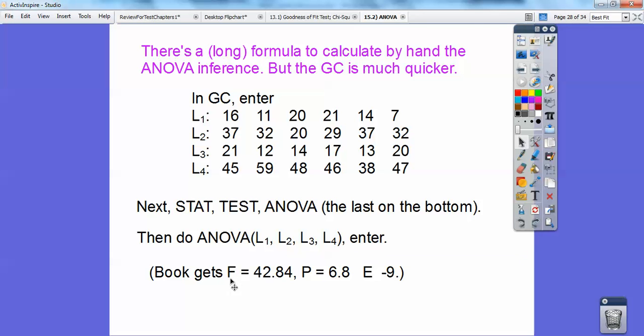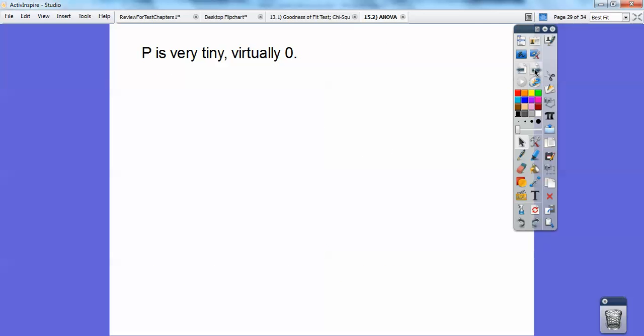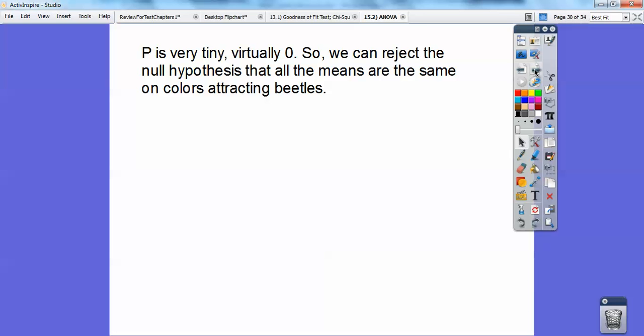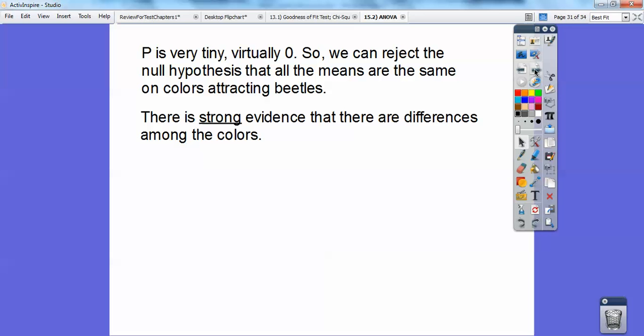Always, your AP reader wants you to write down your F statistic. Here's my p-value, 6.8 times 10 to the negative 9. That means the decimal goes 9 places that way, so there are 8 zeros and then 68 at the end, which is very, very little. So p is very small, virtually 0. So we can reject the null hypothesis that all the means are the same, and definitely the means aren't the same at attracting beetles.